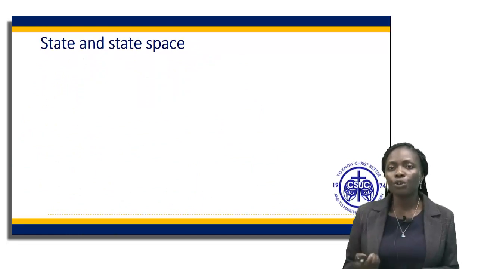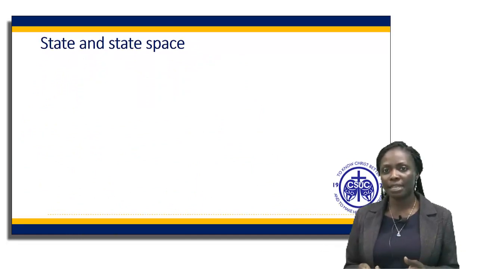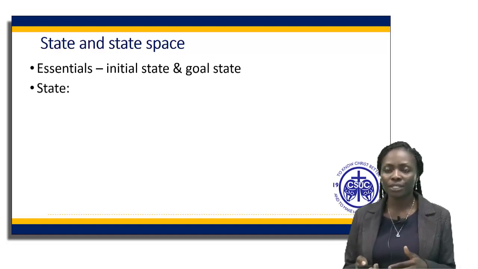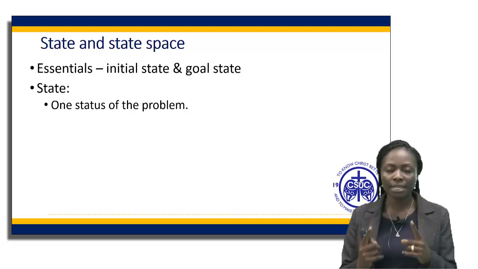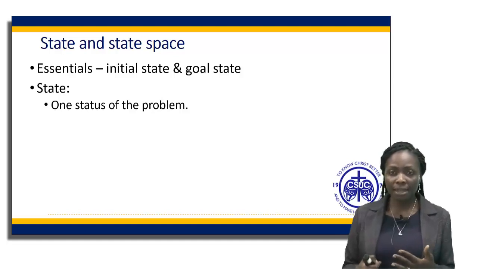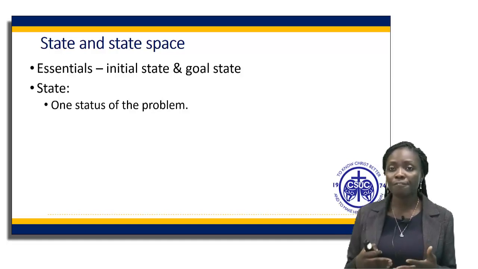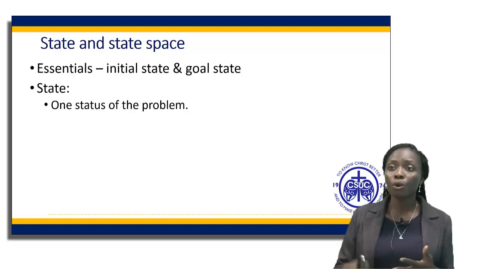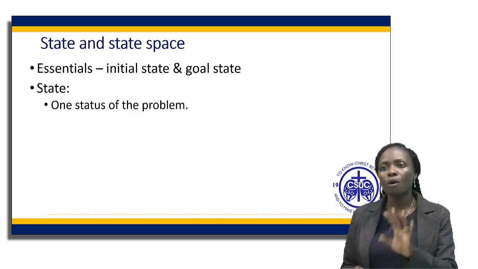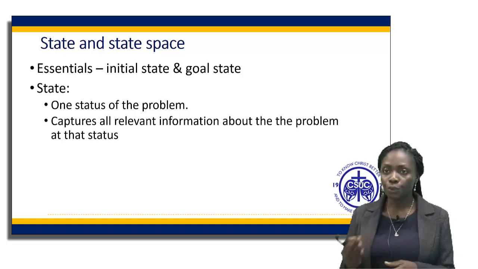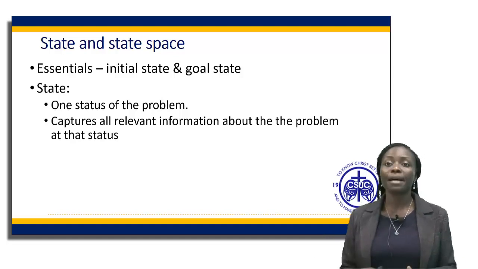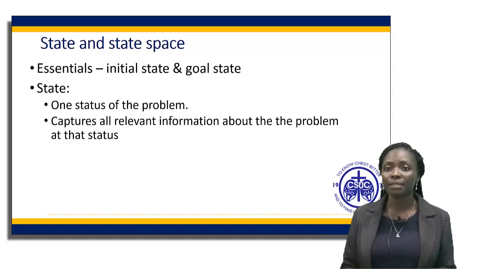Before we continue, we need to know what a state is and what a state space is. So in formulating problems, because we spoke about the initial state and the goal state, a state is basically just one status of a problem. That means if I am in city X, what are the conditions that are affecting my moves? What are the conditions that are affecting my ability to move closer to my goal? All those conditions will form part of one status of the problem. And so we say that a state captures all relevant information about the problem at that particular point in time or at that particular position.